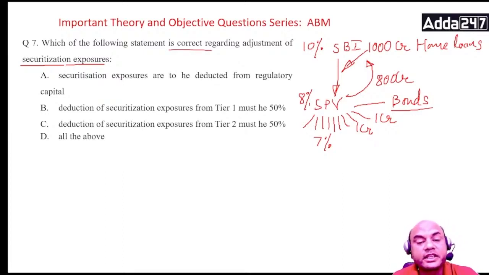Securitization exposures are to be deducted from the regulatory capital. Deduction of securitization exposure from tier 1 must be 50%. Deduction of securitization exposure from tier 2 capital must be 50%, and all of the above. So what is the answer for this? Anyone knows this?